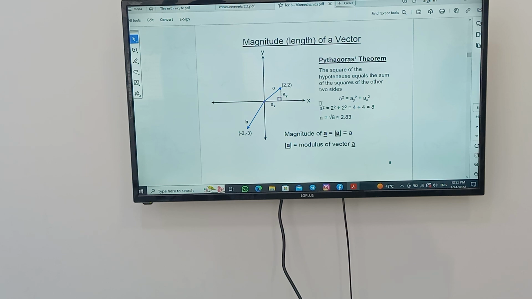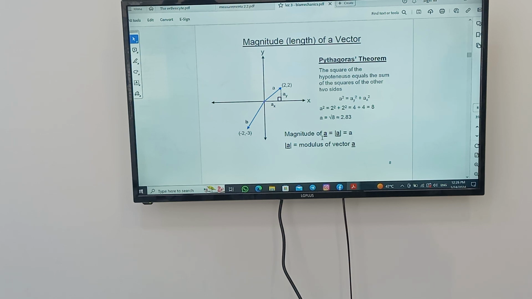8 is a squared, and we want the value of the individual a. So how do we achieve that? By taking the square root of the result. The square root of 8 is approximately 2.83.